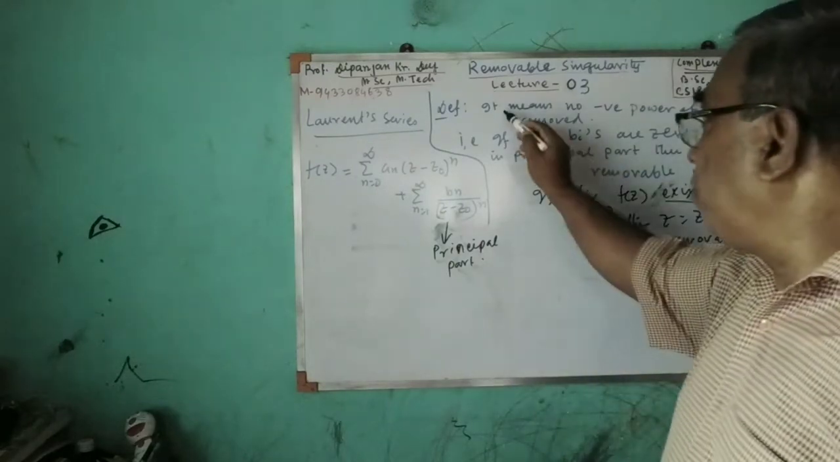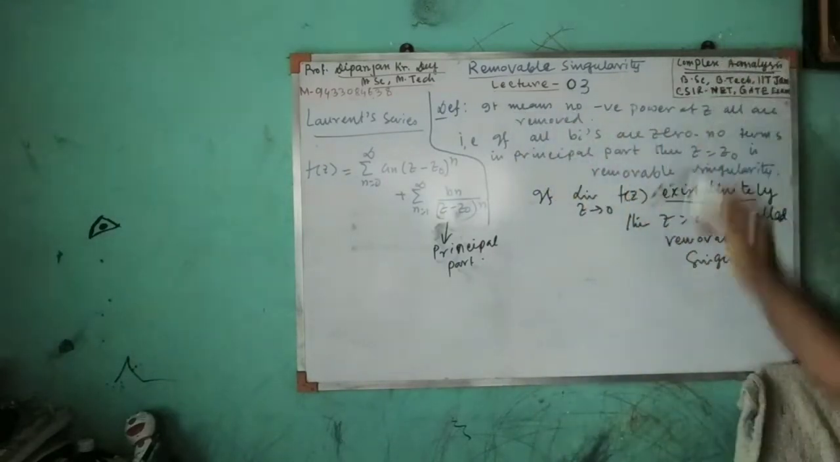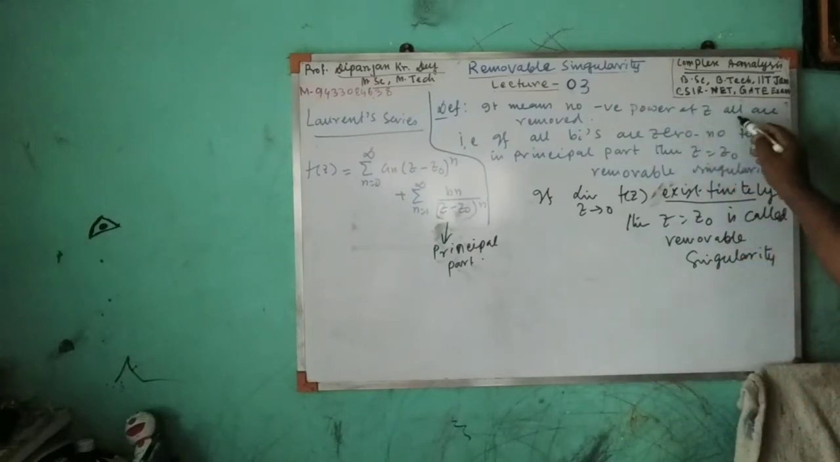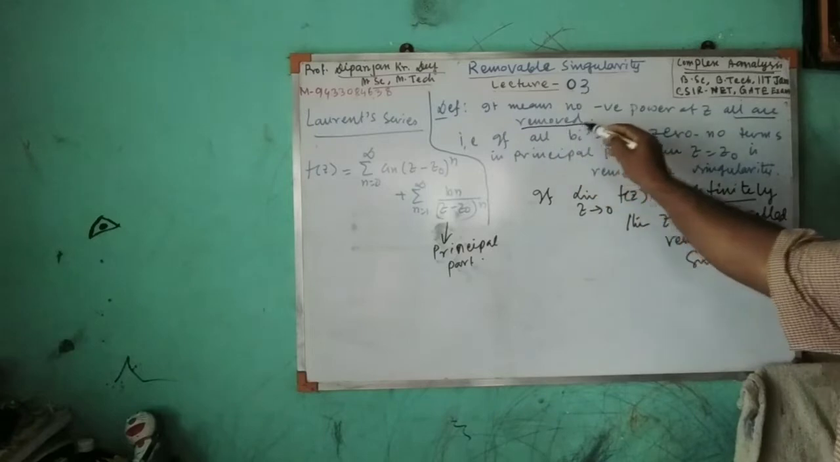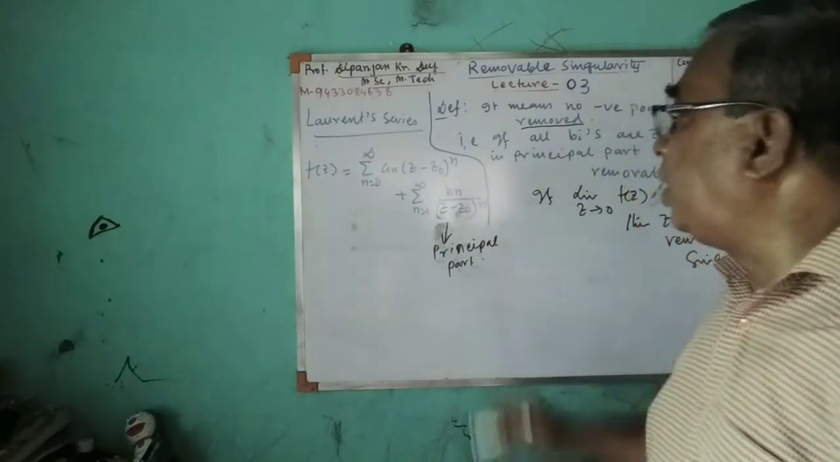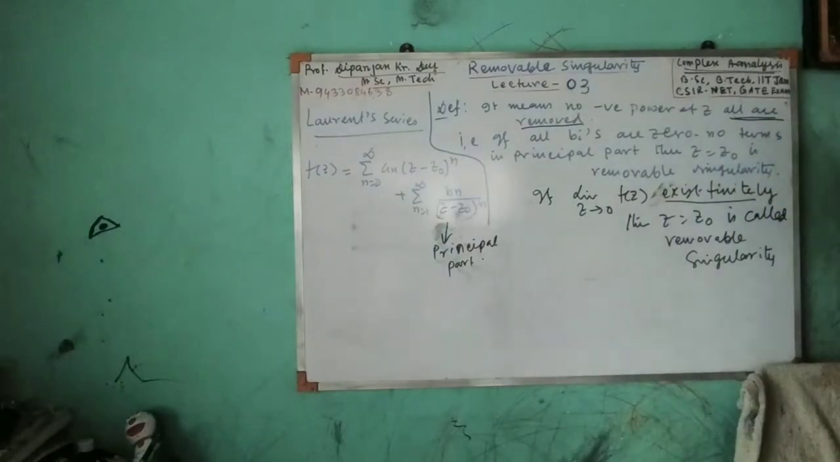That means all negative powers of z are removed. This is very important. All are removed. That is, no principal part. Then we can say it is a removable singularity.